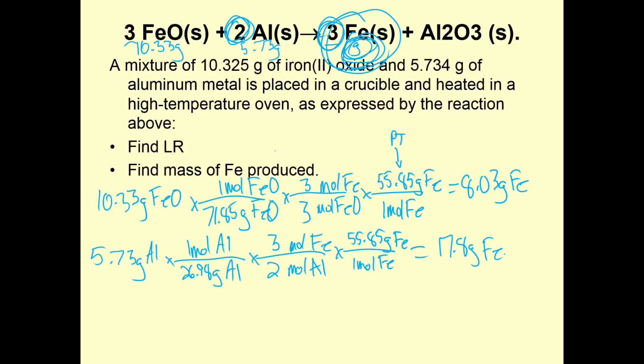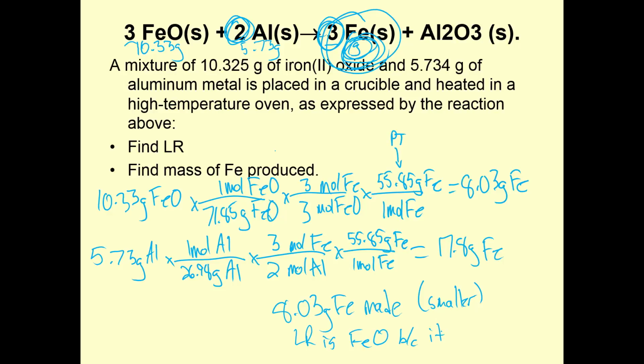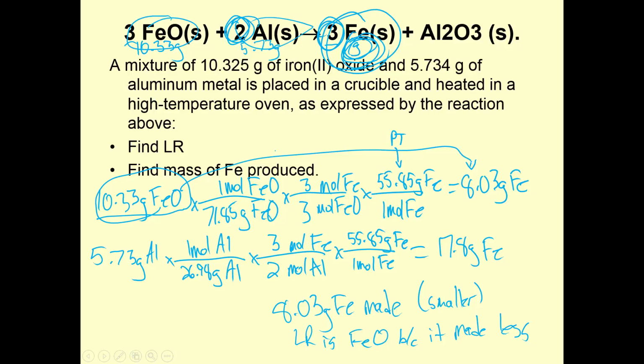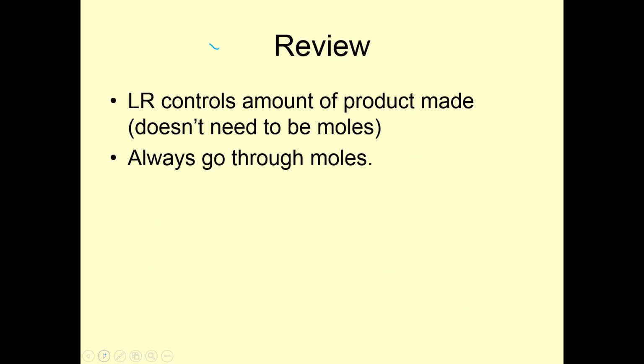So how much is really made? 8.03 grams of Fe made, because it is the smaller amount. And then my limiting reactant is FeO, because it made less. Remember, my reactants are the ones over here, so it has to be FeO or aluminum. See how this one made the smaller amount? That's why it's FeO.